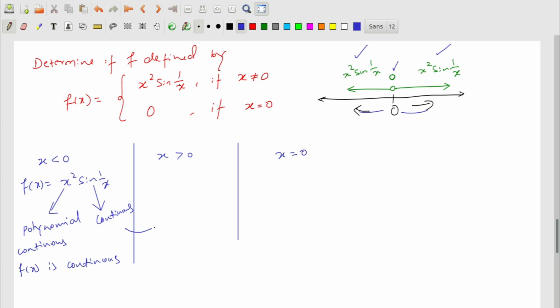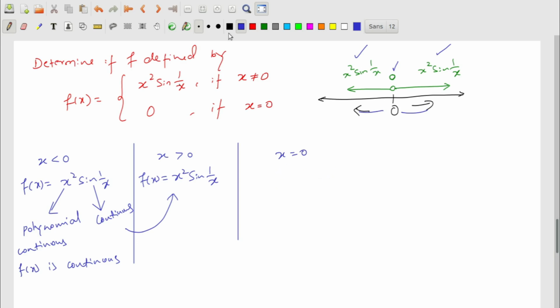You can take the same here because for x greater than 0, the function f of x is x square sine of 1 by x, right? So now we are done with the first 2 regions. In these 2 regions, the function is continuous. So now let me check for the specific point.